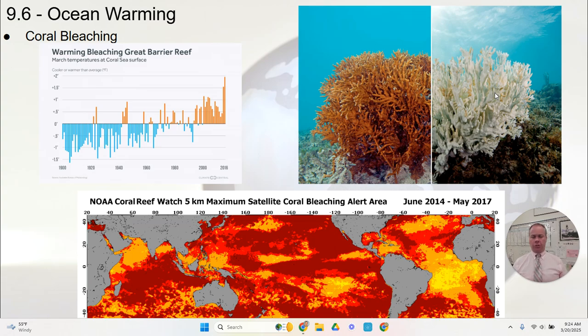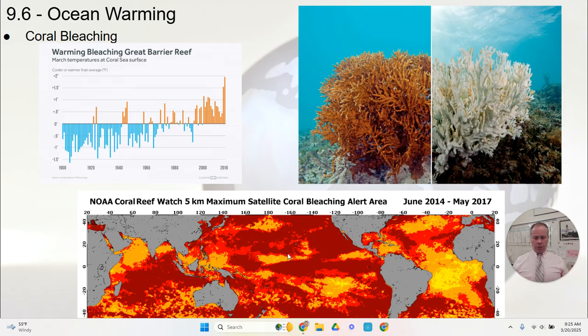When those algae are stressed, when conditions are pushed beyond the range of tolerance, they basically abandon the coral organism, and that basically kills the coral. And these bleached corals are no longer productive and no longer really able to survive. And so we can see that change in this diagram.